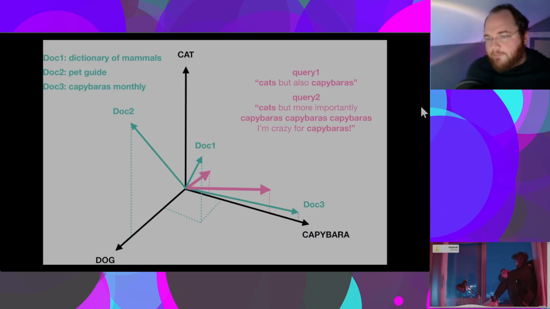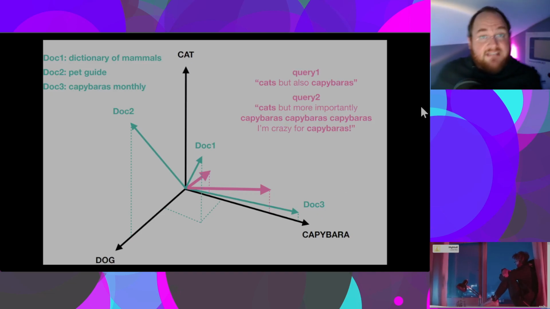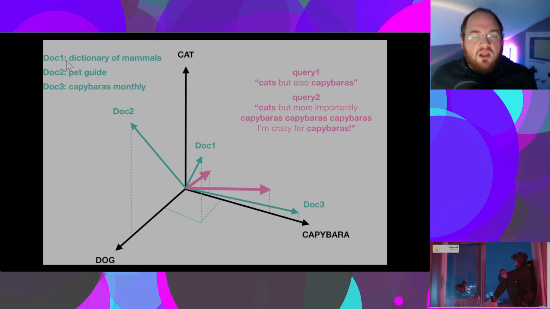So this is from a previous lecture of mine. It had some nice animations. Instead, we'll just carefully walk through it. Consider three documents in this space. Document 1 is a dictionary of mammals, right? So let's find document 1 in the vectors. Document 1 has nice equal representation of all three of dog, capybara, and cat, right? It's nice, down the middle, because it's just a thing about mammals with equal representation.